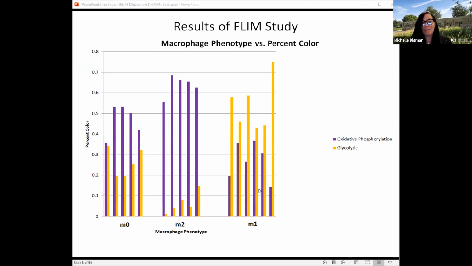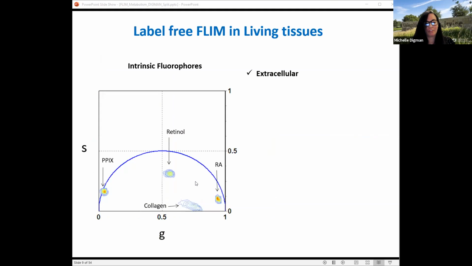I think Suman may have mentioned during his talk as well, of these different types of distinct free to bound fractions. But you can see clearly that M2 have a higher bound NADH, and that's indicative of oxidative phosphorylation.